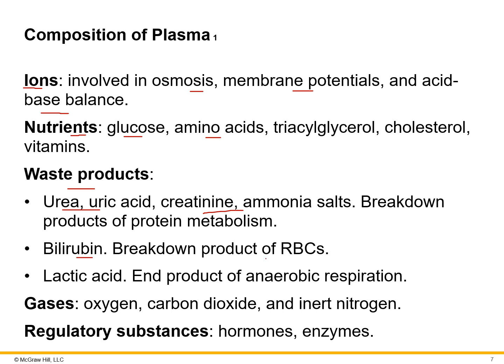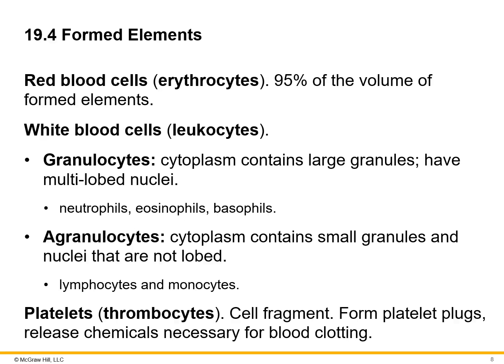Bilirubin is really important in breaking down the product of red blood cells. Lactic acid is produced during anaerobic respiration, when we run out of oxygen and need to switch to fermentation. That lactic acid is a waste. We need to get rid of it so our muscles don't get really sore and we don't mess up that acid-base balance. Then there are lots of different gases like oxygen and carbon dioxide, but also some nitrogen in there as well. And then our hormones and enzymes as regulatory substances.